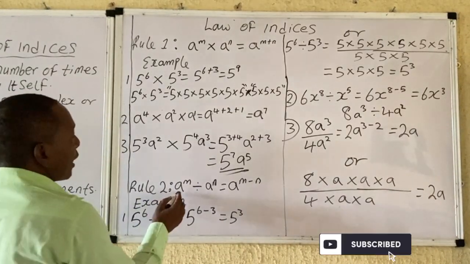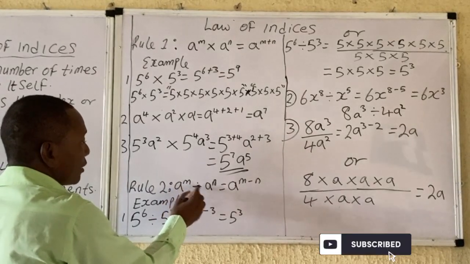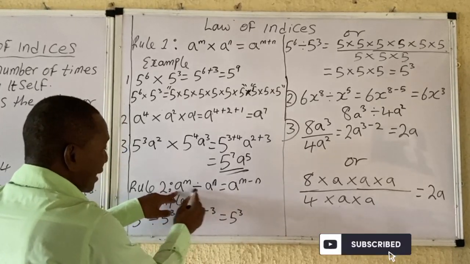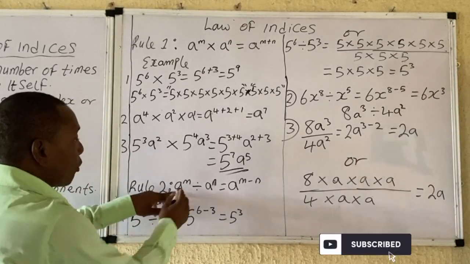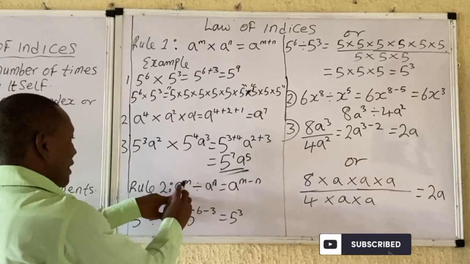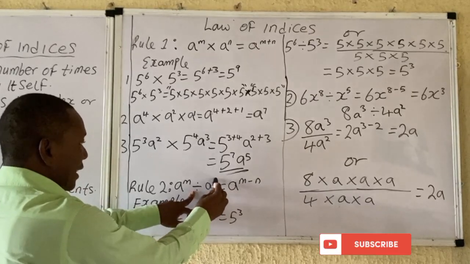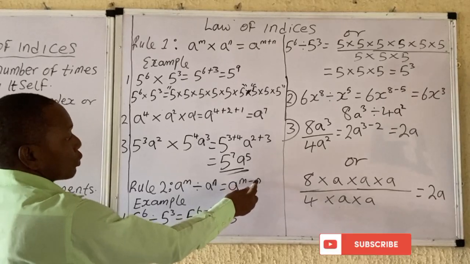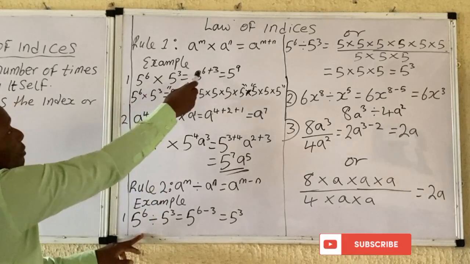So, if we have a base raised to the power of, or having an index of m, divide a base having an index n. Remember, both bases are always the same. In this case, since it's division, what you do is, instead of addition, you just put subtraction there. Subtract the indices.